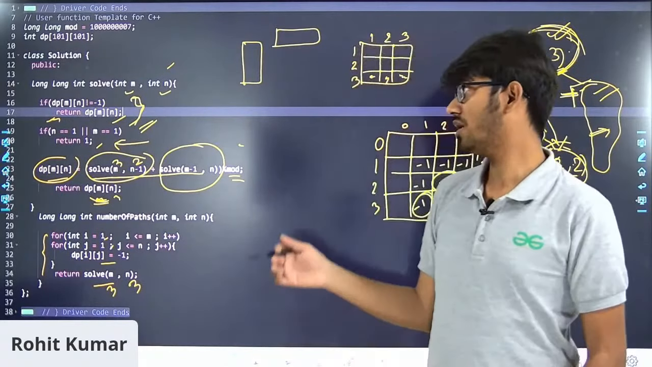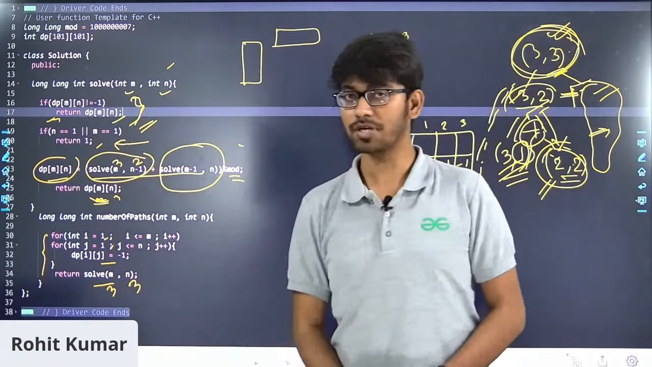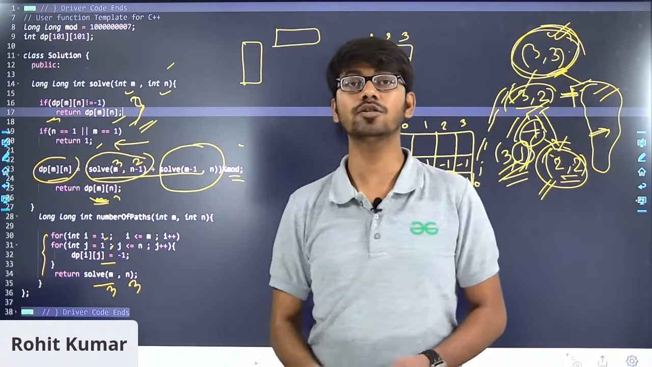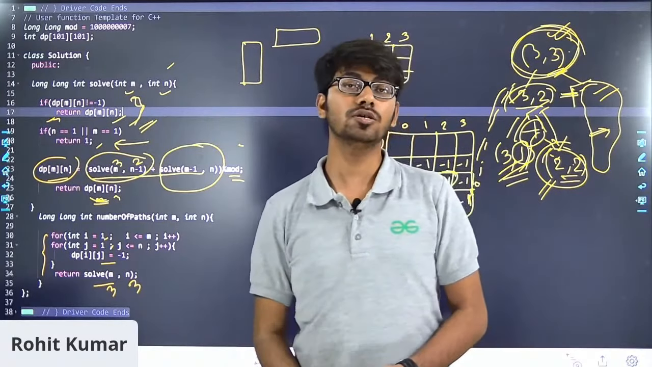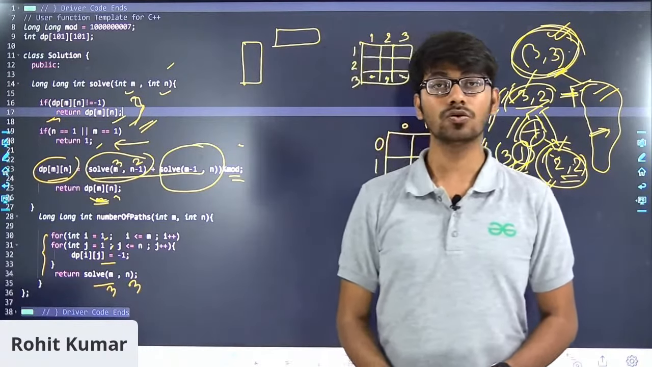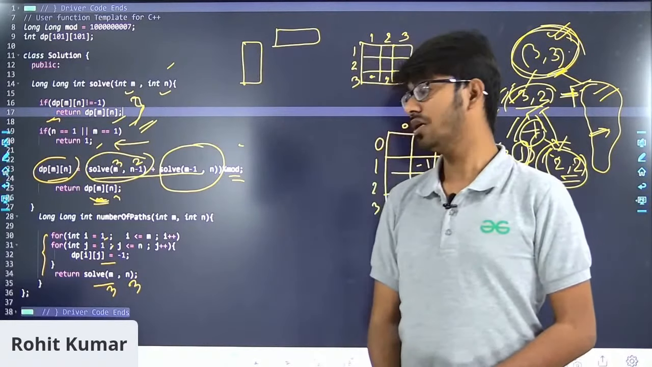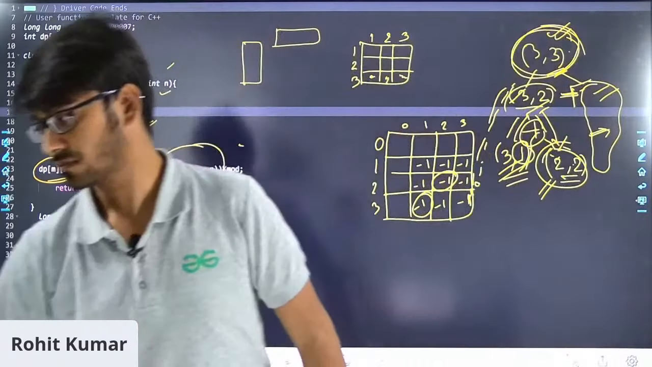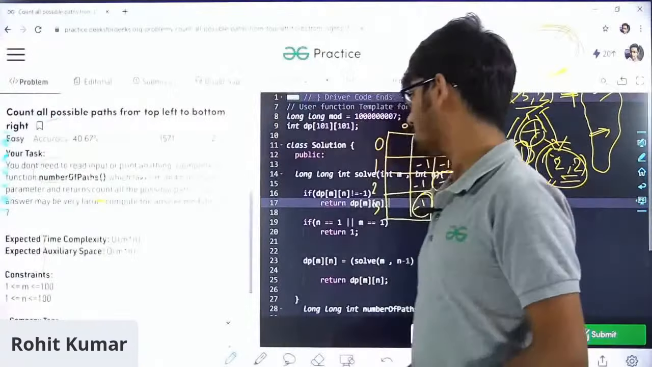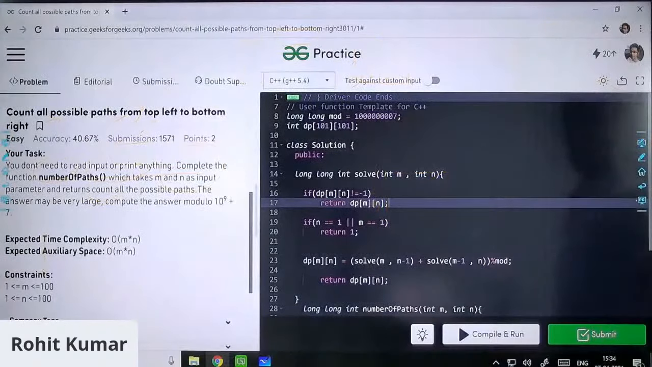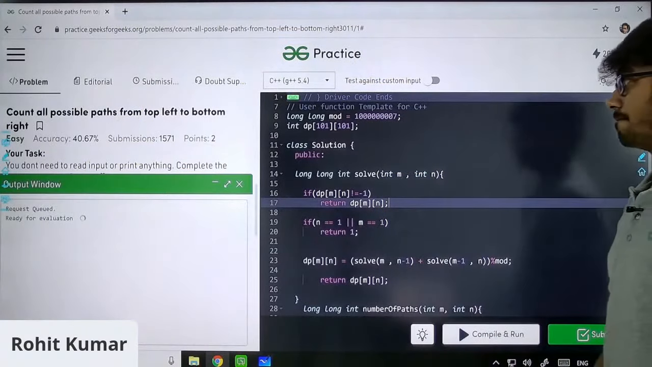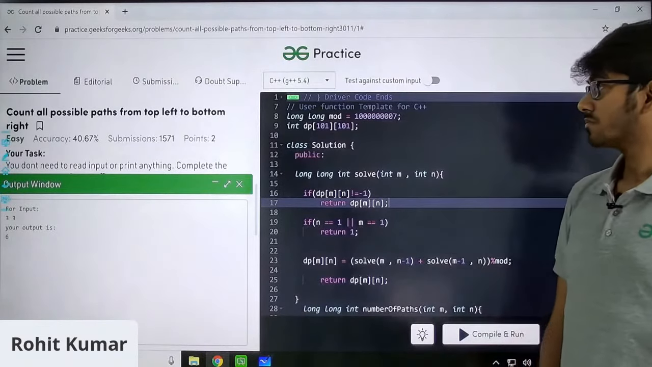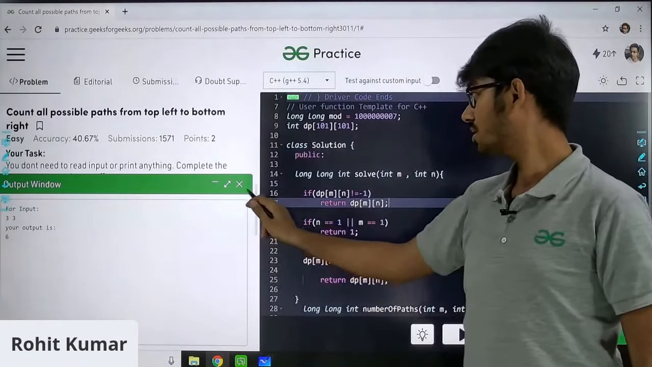Okay. What you're doing, you have taken an extra space, but that extra space is helping you reduce your time complexity. So at the cost of space complexity, you are reducing your time complexity. Okay. So I hope this is clear to you. Now let's try to run this code. Yeah, let's first compile it. Yeah, so for 3, 3, you have your answer as 6.